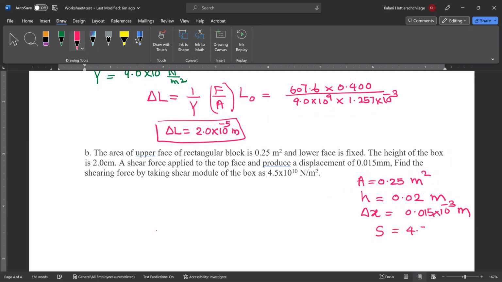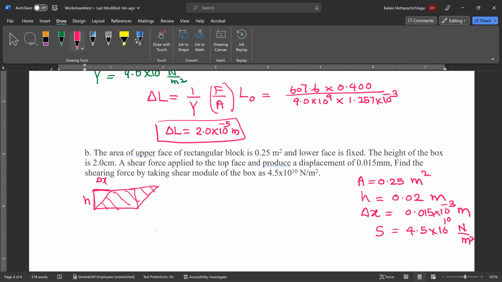That is 4.5 times 10 to the power 10 newtons over meter square. So when you identify this is a shear modulus, that means you have a rectangular shape like this. And then after you apply the force, this is going to be changed into your new shape. This is what will happen, deformation of the object, right? This height is H, and this is what your delta X is.